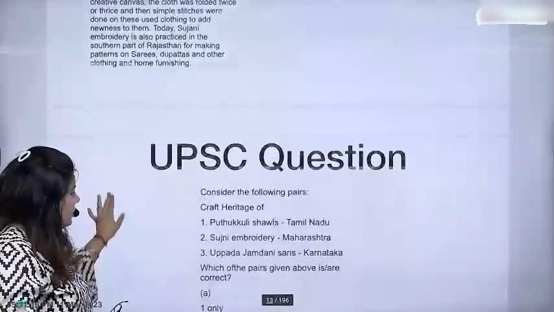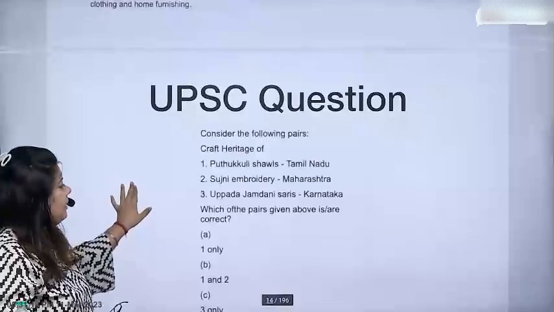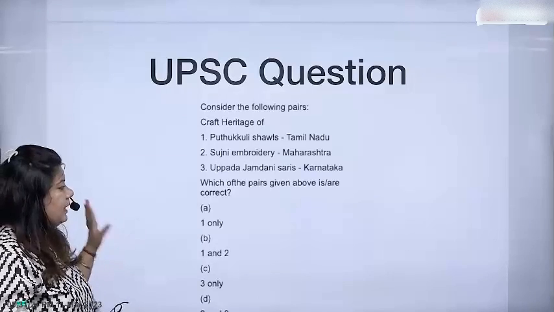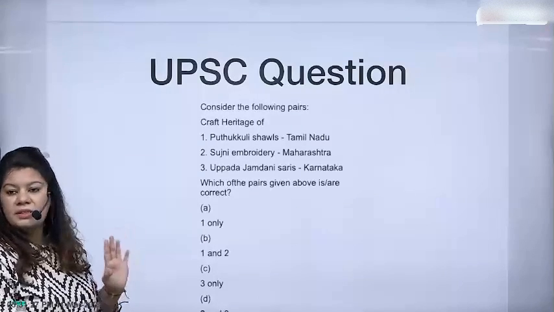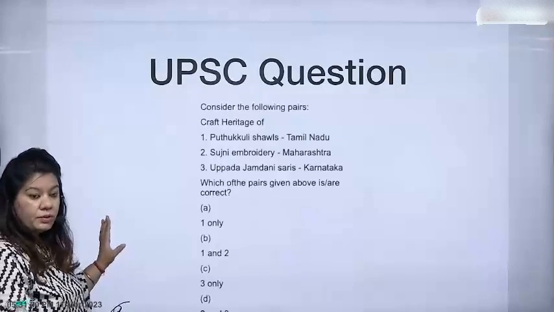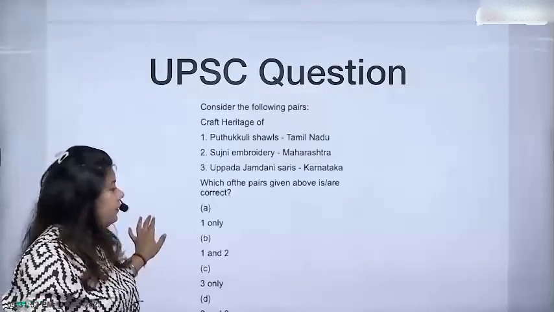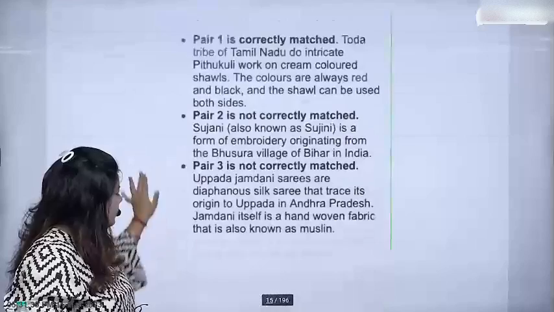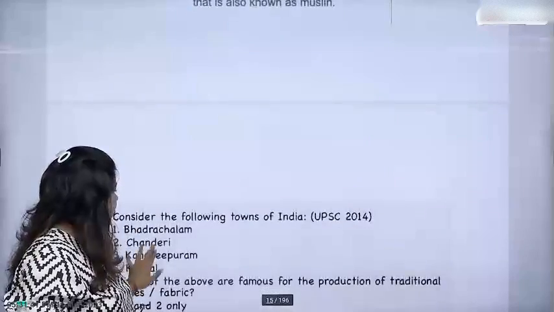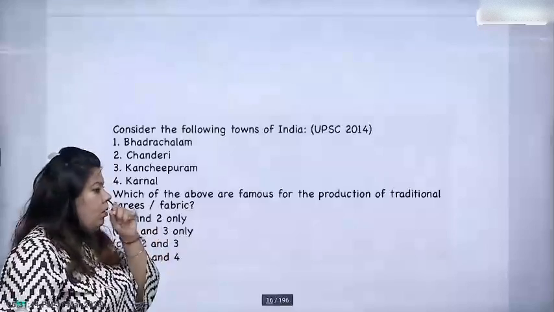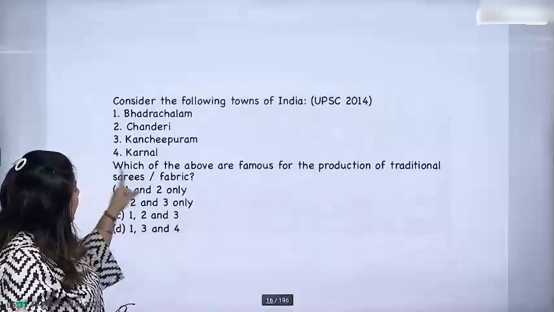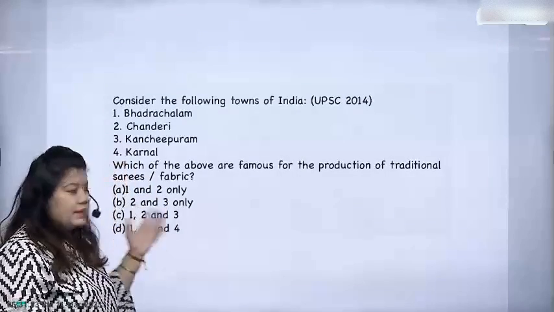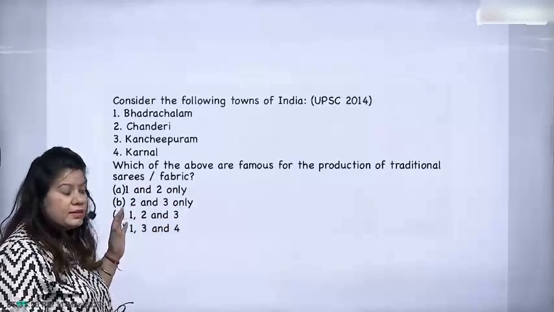Now this was the UPSC question in the same year. Pothukalli shawls, Sujini embroidery, Jamdani saris. So it's not as if UPSC doesn't ask this topic. So it is important, and this year it has become all the more important, right? You can just go through the question also from the slides. Then another question of UPSC, asked in 2014. Again, UPSC had asked which of the above towns or places are famous for the production of traditional saris, right?